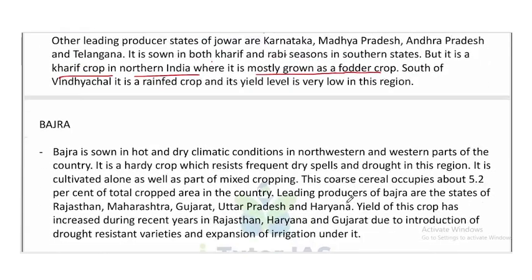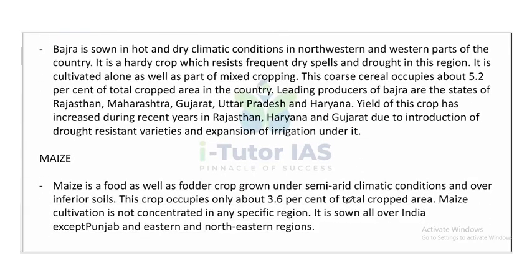Now bajra. Bajra is sown in hot and dry climatic conditions in northwestern and western parts of the country. It is a hardy crop which resists frequent dry spells and drought in this region. It is cultivated alone as well as part of mixed cropping. This coarse cereal occupies about 5.2% of total cropped area in the country.